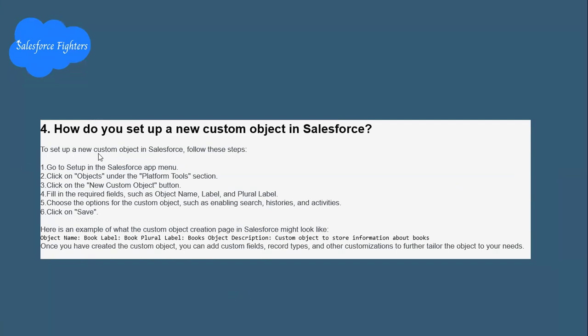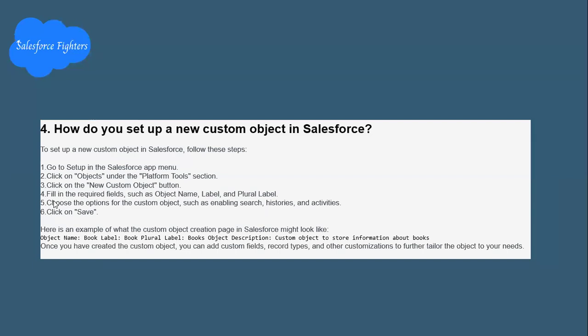To set up a new custom object in Salesforce, follow these steps. First, go to the Setup menu in the Salesforce app. Second, click on Objects under the Platform Tools section. Third, click on the New Custom Object button.